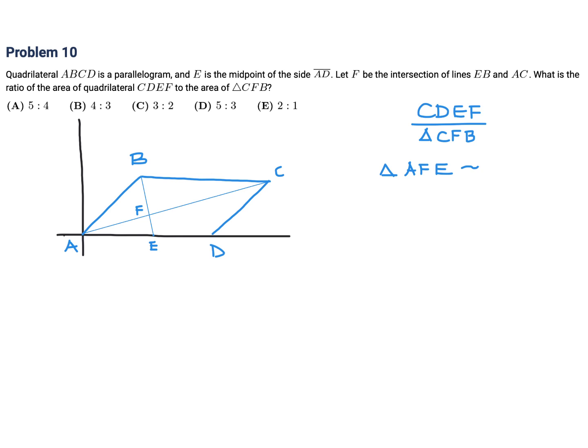That's similar to triangle... which triangle? BCF maybe. BCF. Yeah, BCF. Okay. And then I think we're going to need some altitudes here.